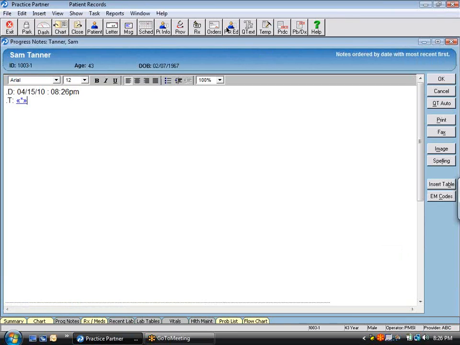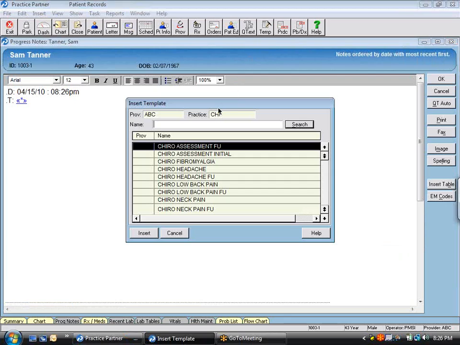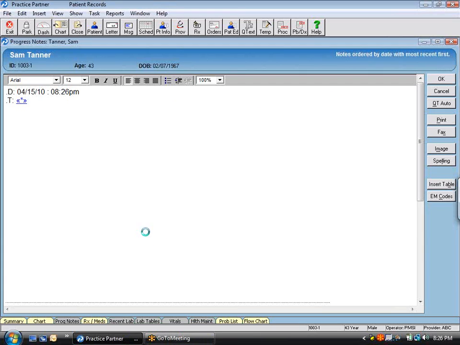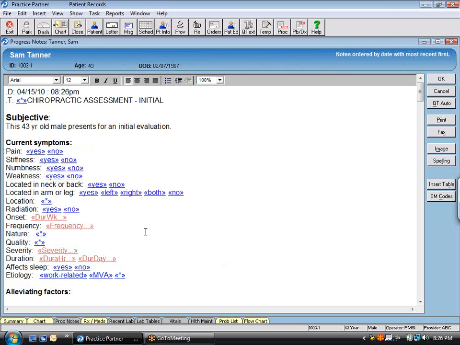As we begin the documentation by selecting our template, you can see the various templates that we're offering, such as headache and neck pain, including their appropriate follow-ups. Since Sam is a new patient, we will select our initial assessment template. As you might imagine, with any brand new patient, there's a lot to document. We might as well get started now.